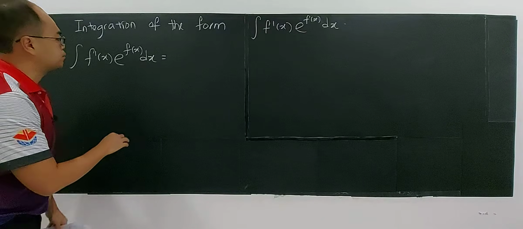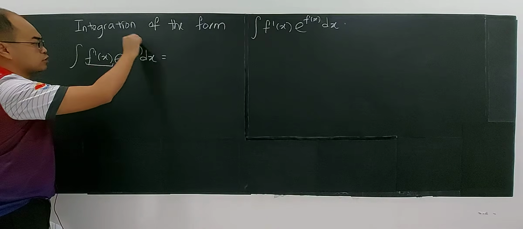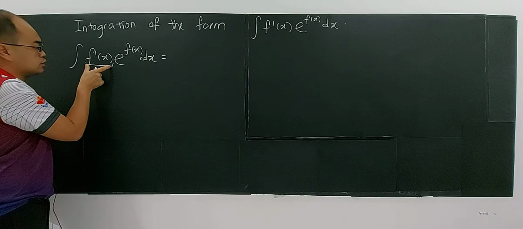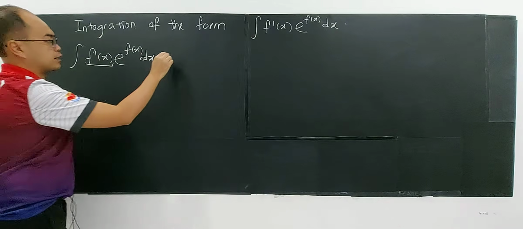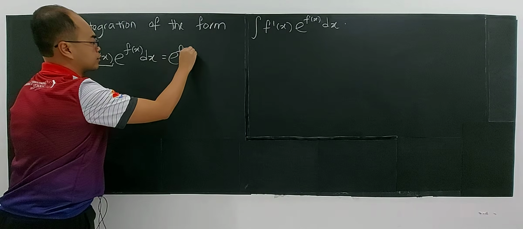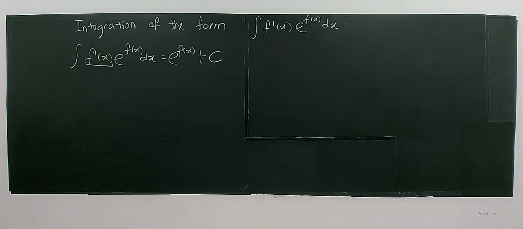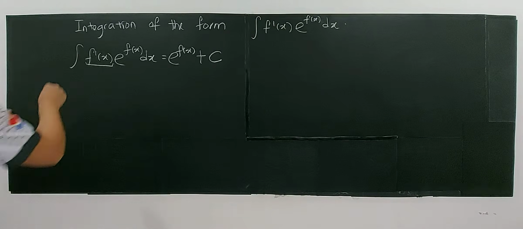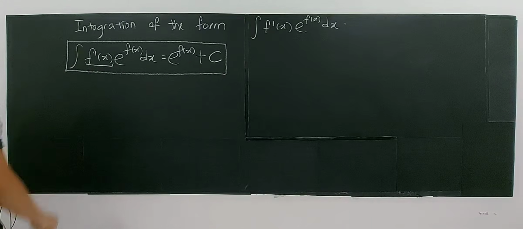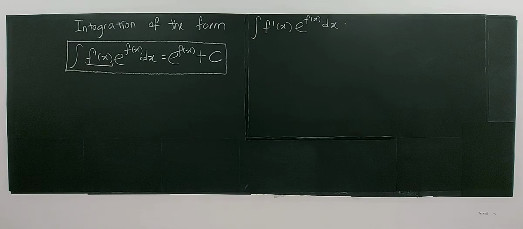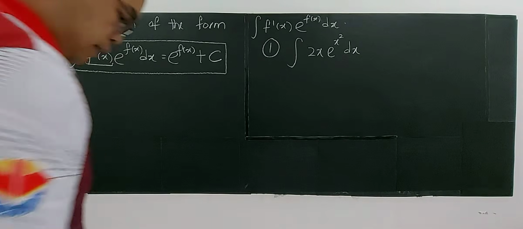The formula is very simple. As long as you see that this is the product of the exponential function and the differential form of f(x), then you can directly write the integral to be e^f(x) plus c. This is the formula in this video. I'm going to introduce you to some examples so that you understand how to use this formula. Alright, let's look at these examples.